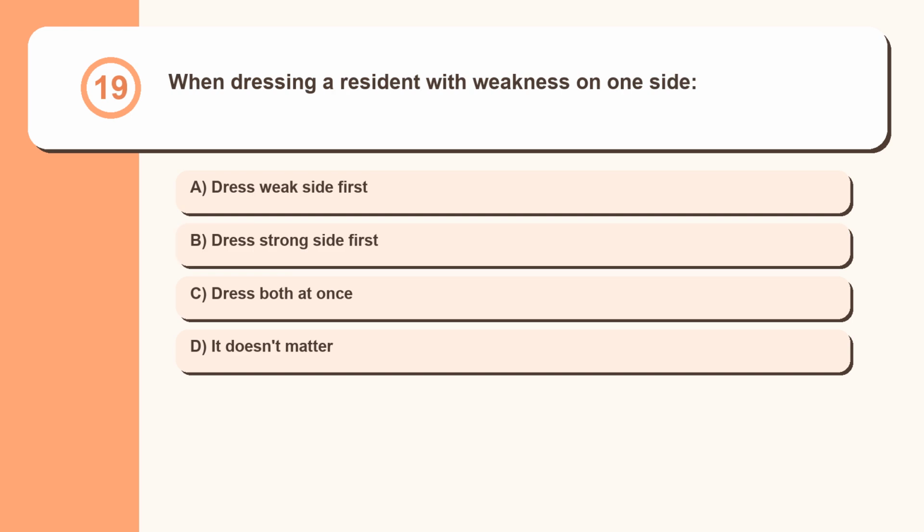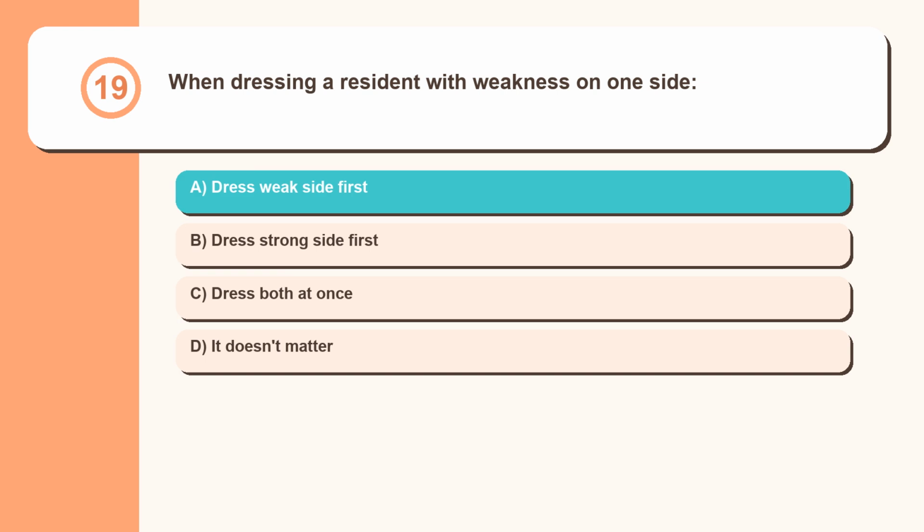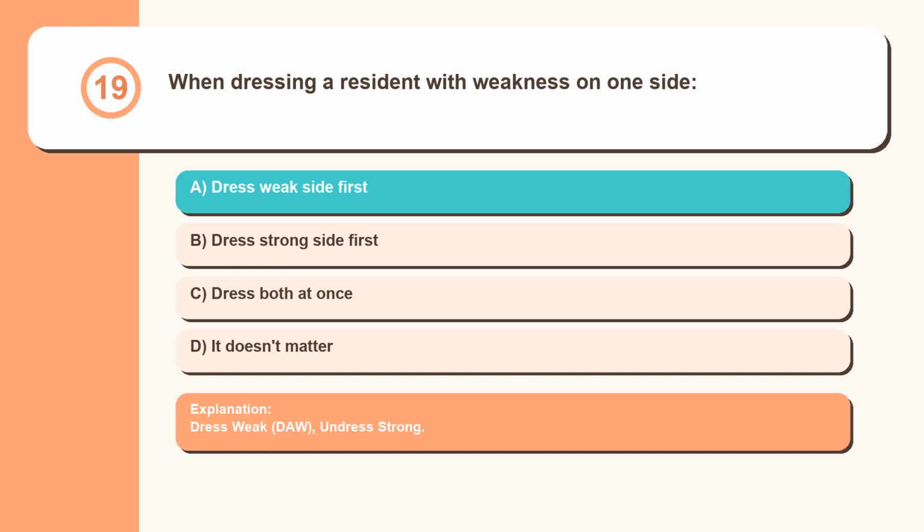Question 19. When dressing a resident with weakness on one side: dress the weak side first. Dress the strong side first. Dress both at once. It doesn't matter. Dress weak side first, undress strong side first.